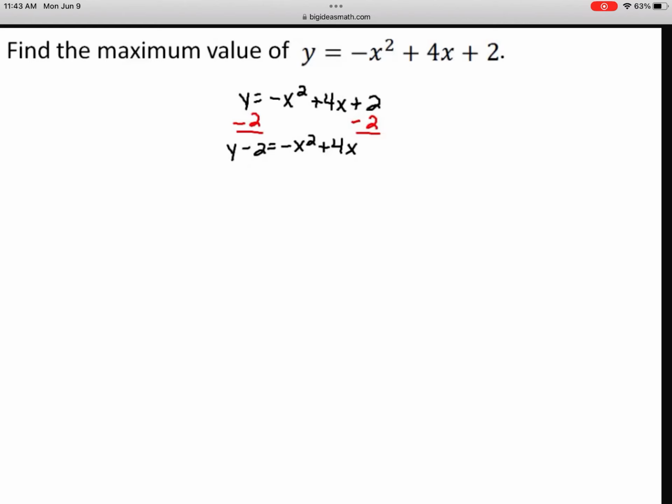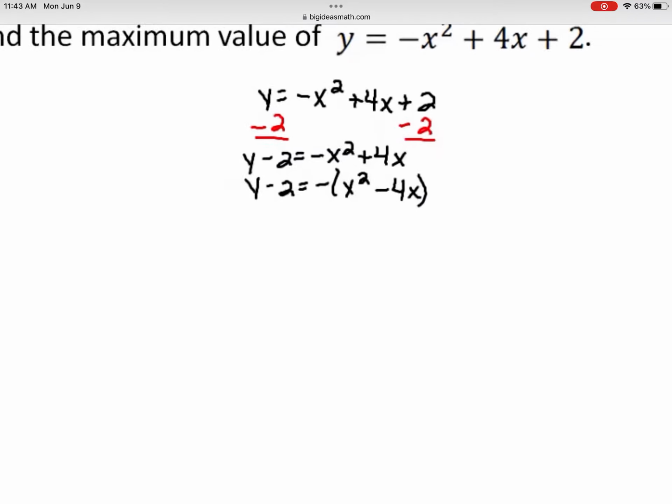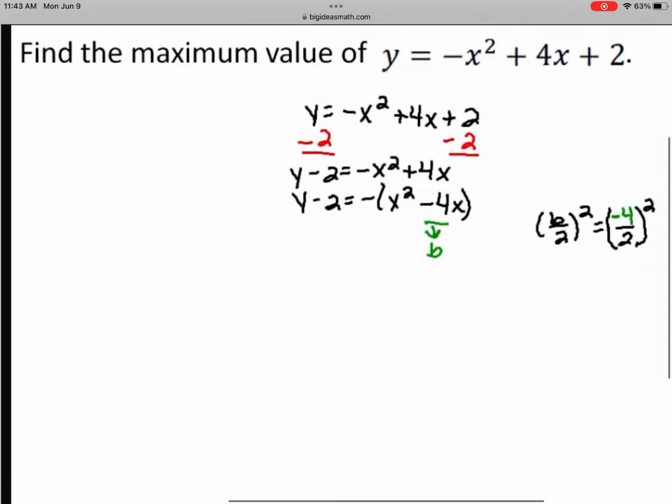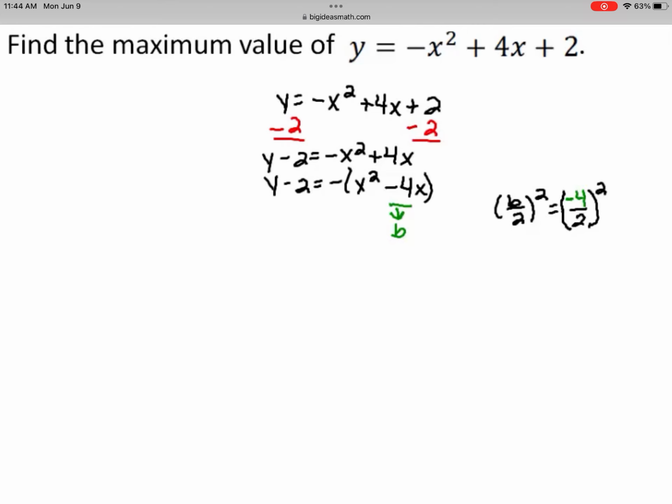Then factor a negative 1 out of negative x squared plus 4x, giving you y minus 2 equals the negative of the quantity x squared minus 4x. X squared minus 4x is of the form x squared plus bx, where b equals negative 4. Because b equals negative 4, the quantity b divided by 2 squared equals the quantity negative 4 divided by 2 squared, which simplifies to 4.